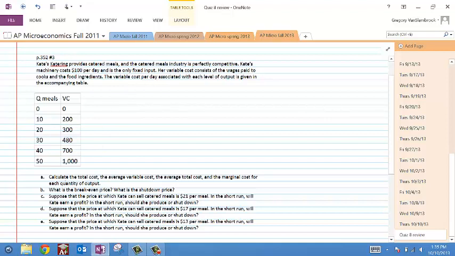So the questions begin: calculate the total cost, the average variable cost, the average total cost, and the marginal cost for each quantity of output. This is all review from last week or maybe even a couple weeks ago, and hopefully this kind of stuff comes pretty easily by now. Total cost of 0 units of output is not 0 because remember our fixed cost is $100 per day, so total cost of 0 units is still 100, and then we're just going to add our fixed cost of $100 to each of these variable costs to get our total costs.